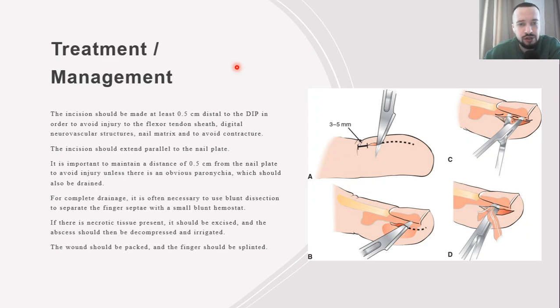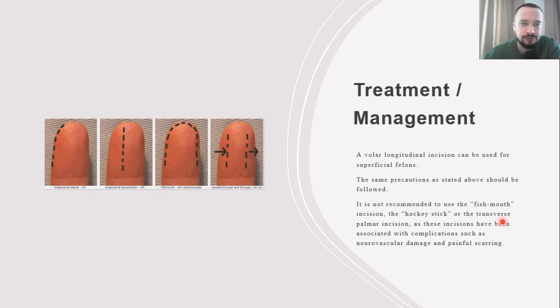For complete drainage, it is often necessary to use blunt dissection to separate the finger septa with a small blunt hemostat. If there is necrotic tissue present, it should be excised and the abscess should then be decompressed and irrigated. The wound should be packed and the finger should be splinted. Yeah, you see, we do the cut. With the clamp, we do the blunt dissection. And in another part we do another cut and we use the drainage inside the cuttings.